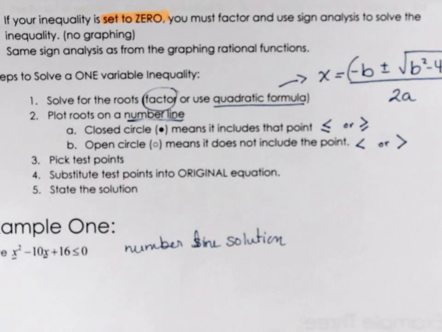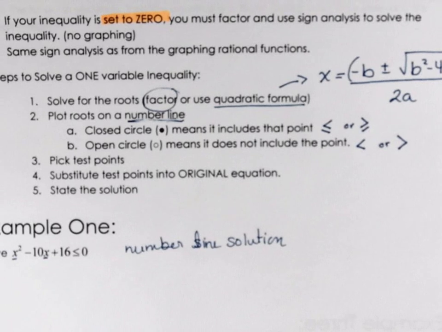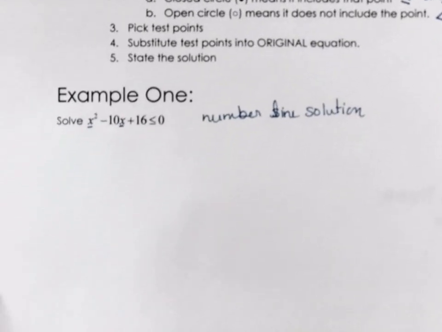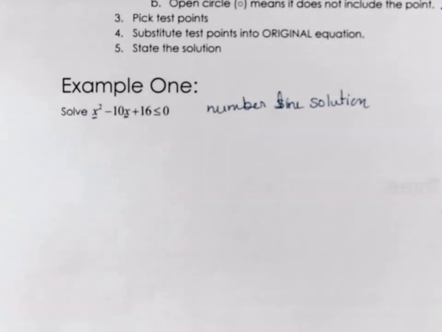You're going to pick some test points, just like we did before. You're going to substitute test points into the original equation, which we always do when we're doing a check, and then we're going to state the solution. Pretty straightforward. You get a break from graphing, but not for too long, because the next lesson will have graphing in it.